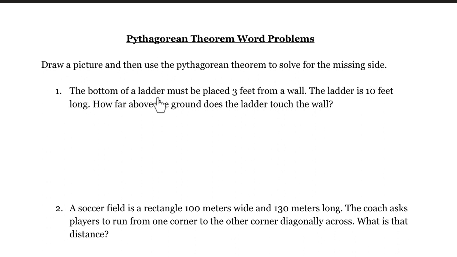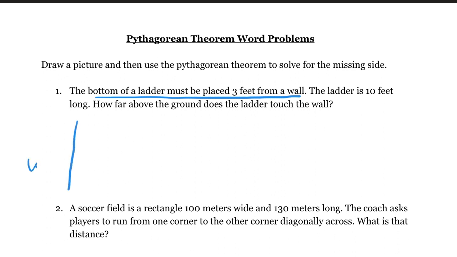The bottom of a ladder must be placed 3 feet from a wall. The ladder is 10 feet long. How far above the ground does the ladder touch the wall? The first thing is we need to draw a picture to help us understand this. So the bottom of the ladder must be placed 3 feet from a wall.